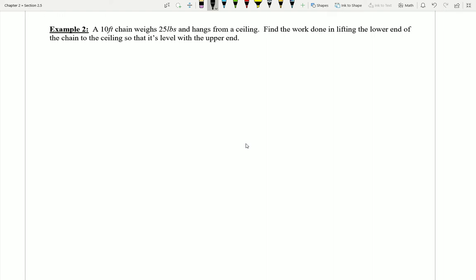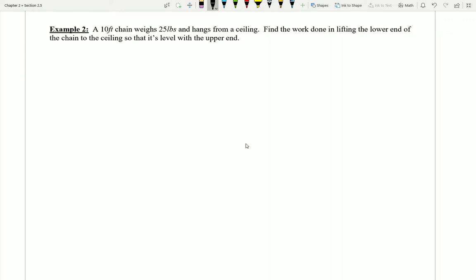Well, let's take a look here now at another one of these chain type problems. Here in example number 2, we have a 10-foot chain that weighs 25 pounds and hangs from a ceiling. I want to find the work done in lifting the lower end of the chain to the ceiling so it's level with the upper end.